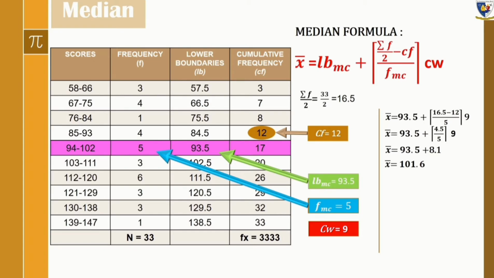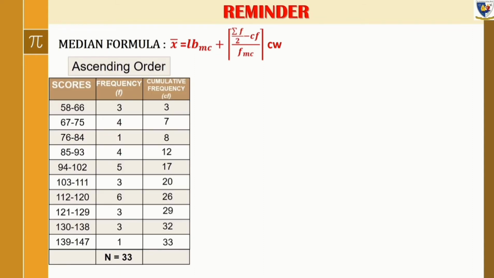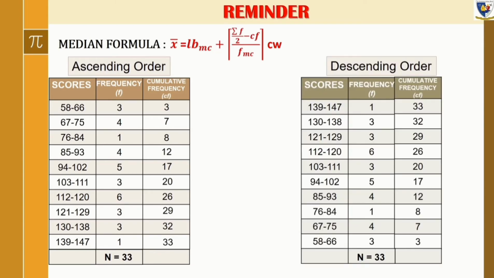Notice that 101.6 is in the middle of 94 to 102, which is our median class. Therefore, the median weight of the 33 student members of the sports club is 101.6. But before proceeding to computing our mode, I have here some things to remember in computing the median. So you always start by computing the summation of f over 2, because this will lead you to all the other values. Next, you should be mindful if the classes are arranged in ascending or descending order.